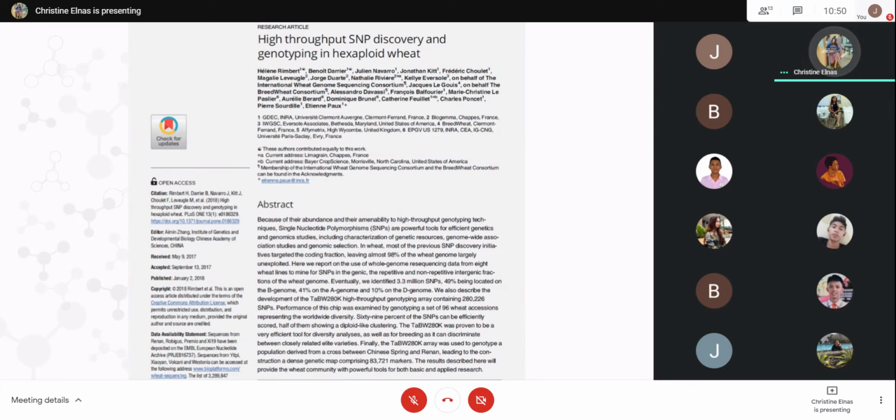And also, the TABW 280K array was used to genotype a population derived from a cross between Chinese Spring and Renan, leading to the construction of a dense genetic map comprising 83,721 markers. So the results described in this study will provide the wheat community with powerful tools for both basic and applied research. Yes, that's all.